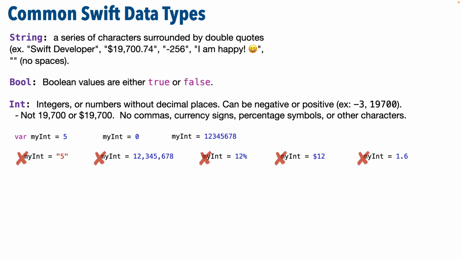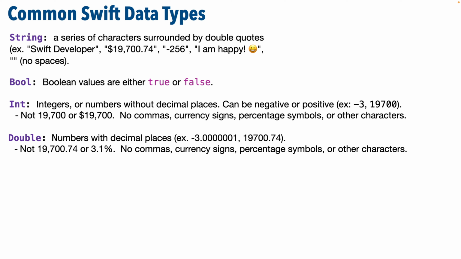And there are a lot more data types, but the last major data type we'll introduce is the double. Now doubles have decimal values. They can be positive or negative, and also like ints, no commas, currency symbols, or percentage signs. Now 1.6, that's a double. And here's an important point. If you've already defined a value as a double, like I've done with var myDouble, then I can assign a literal value without decimals to that value, and Swift will automatically consider it to be a double.